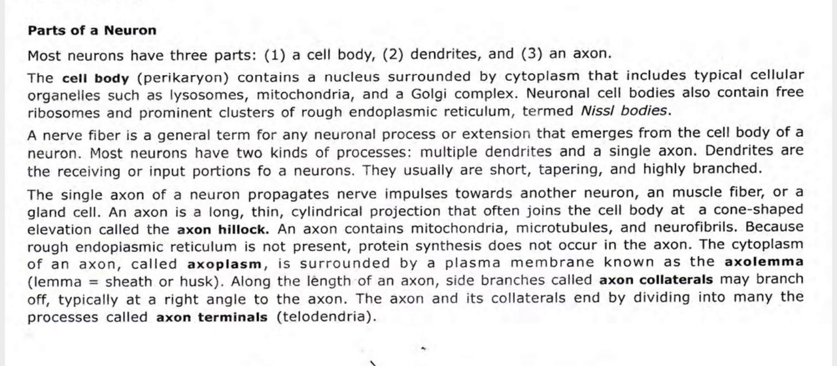Just remember the spelling, NISSL bodies. So, a nerve fiber is a general term for any neuronal process or extension that emerges from the cell body of a neuron. Most neurons have two kinds of processes, multiple dendrites and a single axon. Dendrites are the receiving or input portions of a neuron. They usually are short, tapering and highly branched.